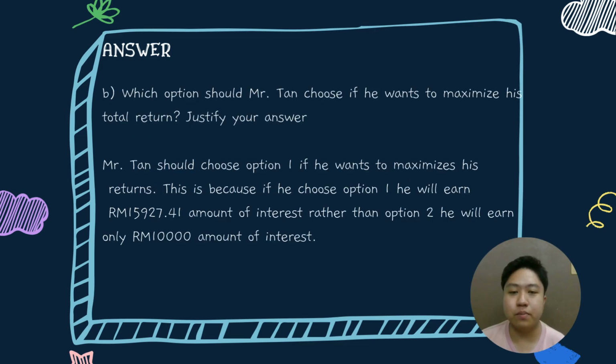The next one is question B. Which option should Mr. Tan choose if he wants to maximize his total return? Justify your answer. My answer is Mr. Tan should choose option 1 if he wants to maximize his returns. This is because if he chooses option 1, he will earn RM 15,927.41 amount of interest rather than option 2. He will earn only RM 10,000 amount of interest.